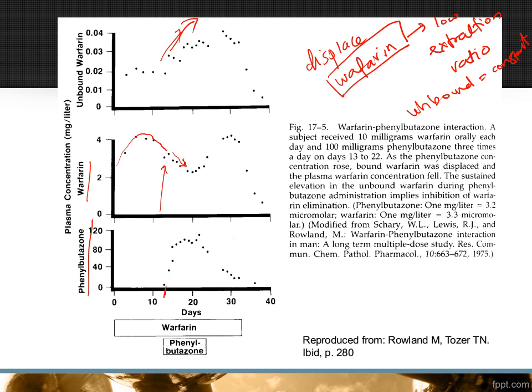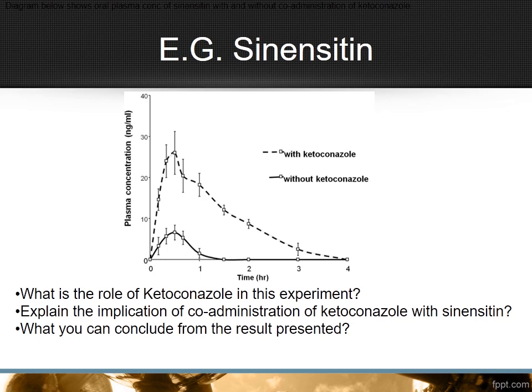So in this case we suspect that after the administration of phenylbutazone, there is an inhibition of warfarin elimination that causes the unbound warfarin to increase. When you stop the phenylbutazone, the total warfarin increases back to its normal level, and the unbound warfarin goes back to the normal level as well. So this is one of the exceptions that you can see between warfarin and phenylbutazone. It means that there is more than one mechanism involved in the interaction between warfarin and phenylbutazone.